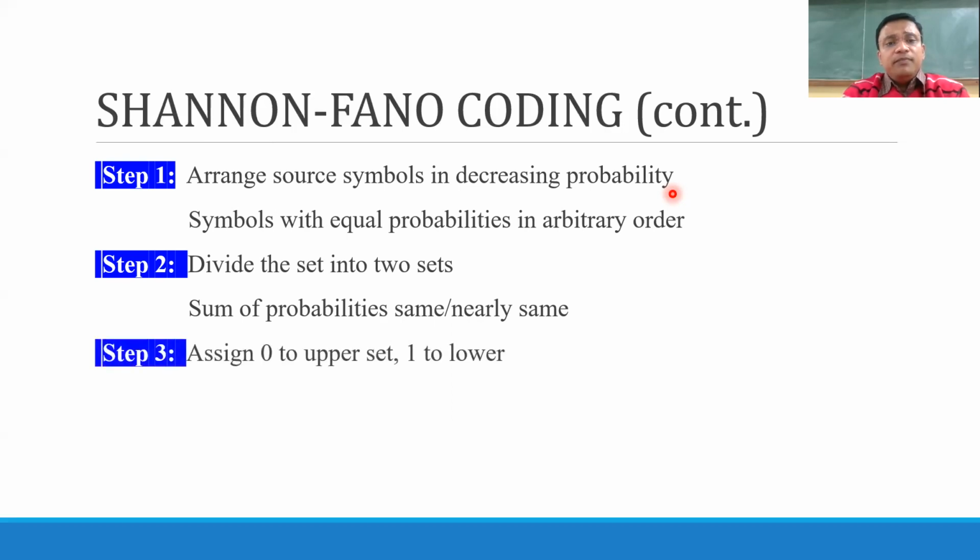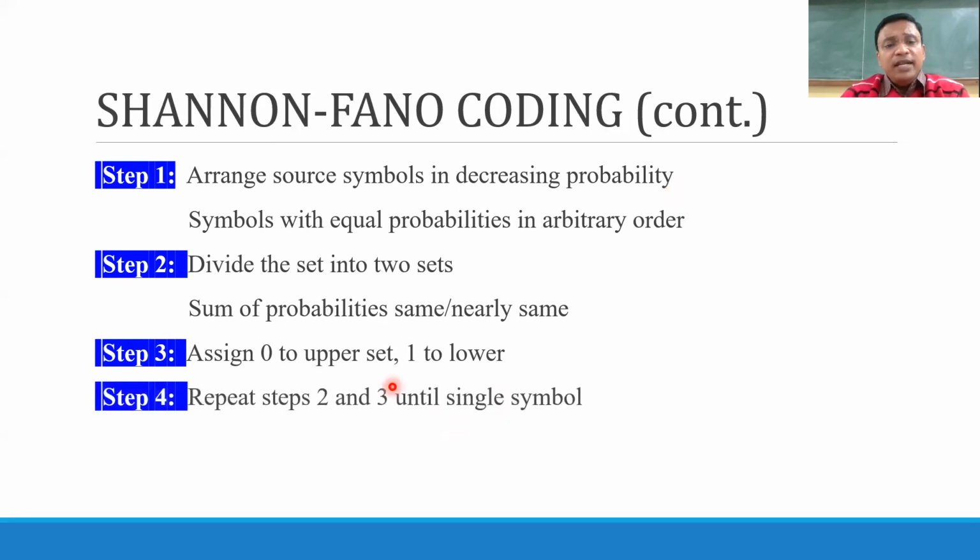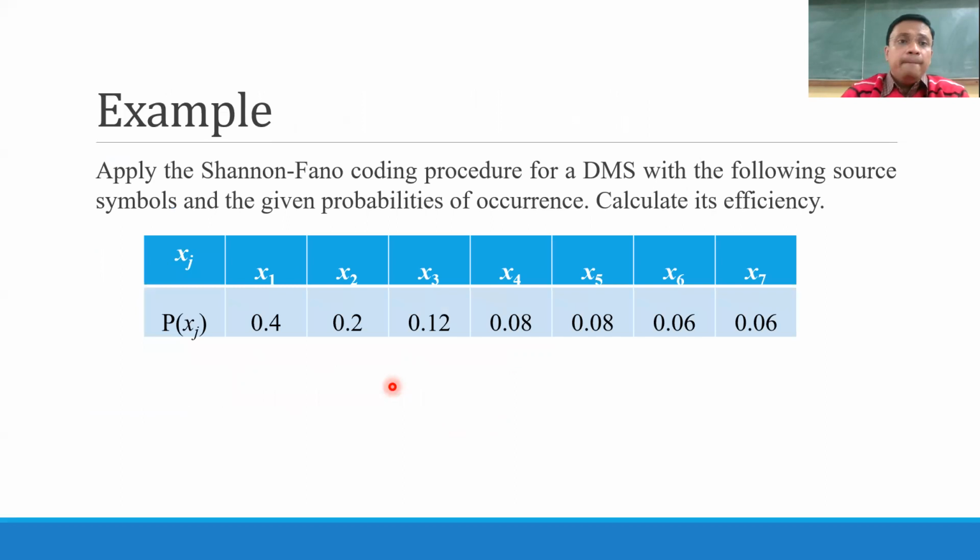So what is the third step? It says that you will assign a 0 to the upper set and 1 to the lower. Now it can be altered. You can give 1 to the upper set and 0 to the lower also. That is possible. But once you choose one technique, you have to follow that in the entire process. So that is very important. Finally, you have to repeat the second and third steps until a single symbol in a set is achieved. So these are the steps which we have to follow if we want to make a Shannon Fano code.